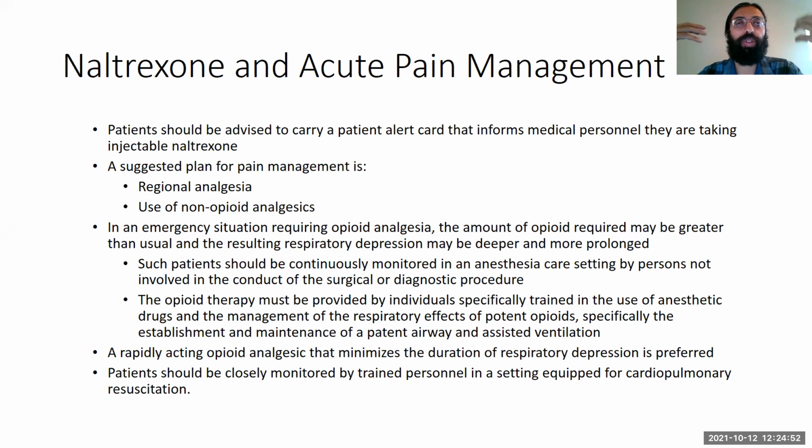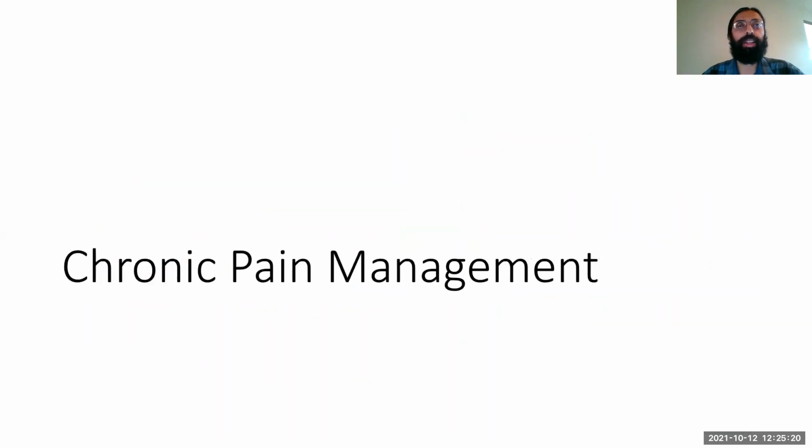In general, in case of an emergency, multimodal analgesia is going to be the name of the game. However, if it's an elective procedure, if you have a patient on naltrexone, they're going to have an elective procedure. What we recommend is that if they've been getting the injectable long-acting naltrexone, the injection should be 4 weeks before the procedure. If they've been taking the daily oral tablet, the last tablet should be 72 hours before the procedure to achieve adequate analgesia.